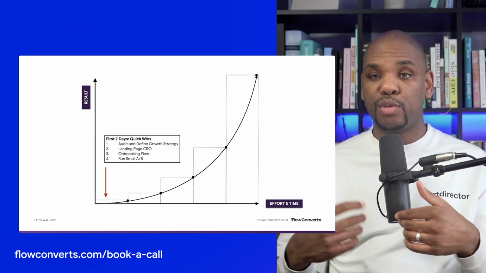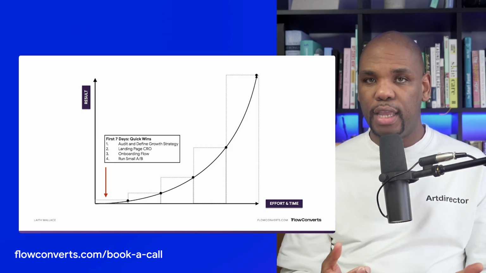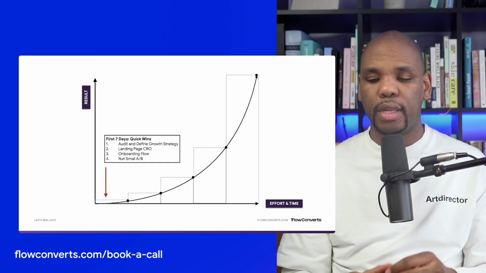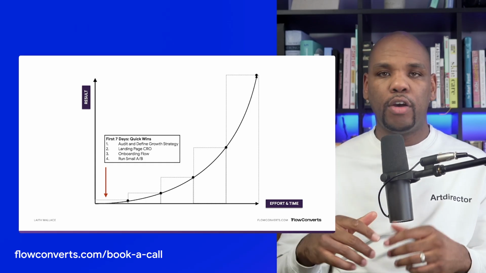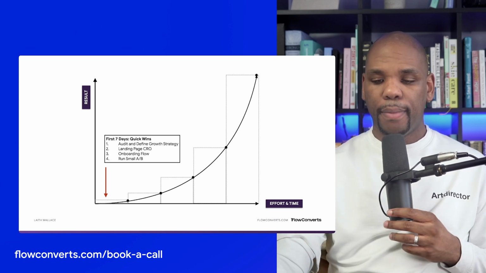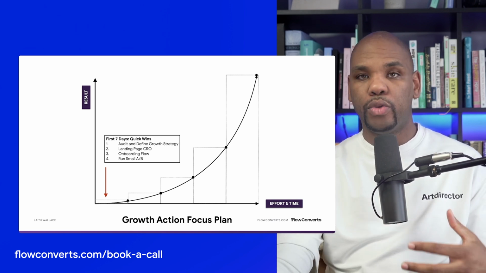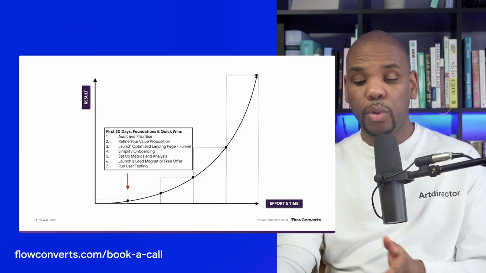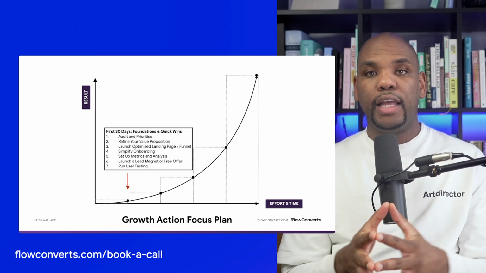And can we run some small A/B tests in our first 7 days to get some quick wins, improve conversion really quickly on things like landing pages or in our onboarding flow? First 7 days, we get our hands dirty, we get straight in. But over the next 30, this is what I call the growth action focus plan, just so you guys are super clear. The next thing you want to think about is really the next 30 days.